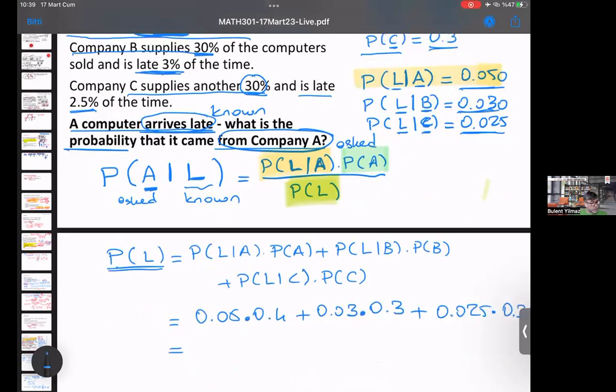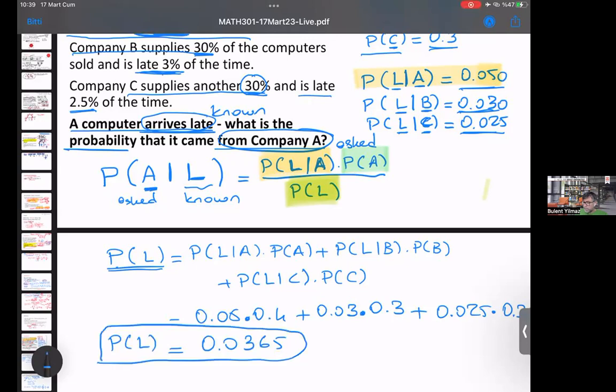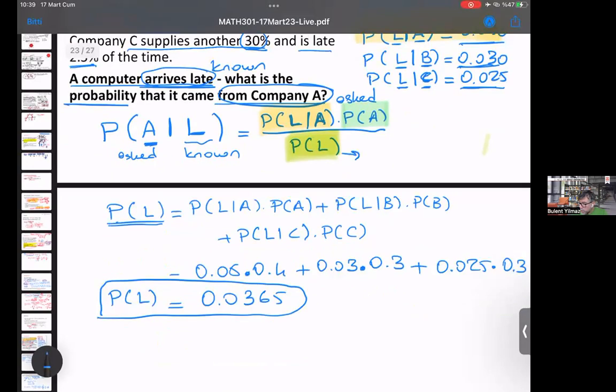And let me write the answer here: 0.0365. Probability of a computer being late is like 3.65%. So now I know this, and I know this. Now it's time for me to find out this.